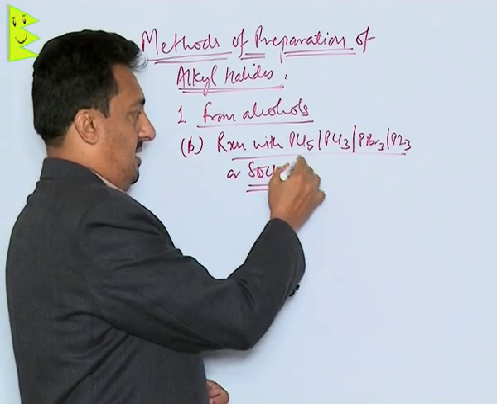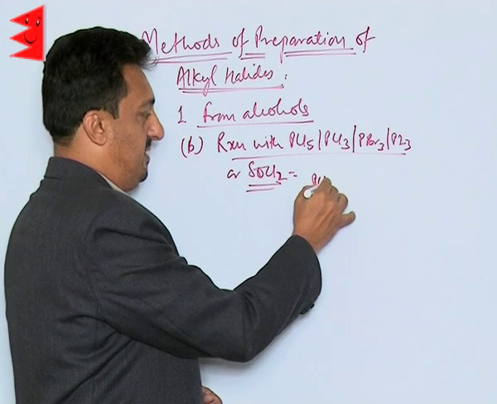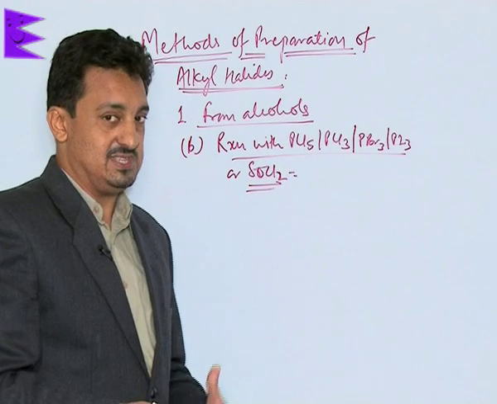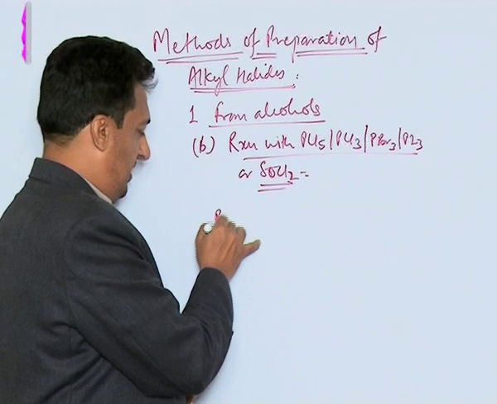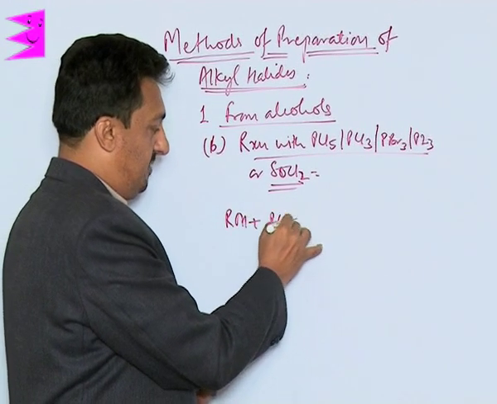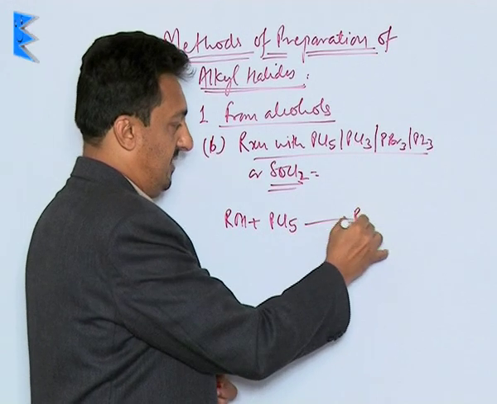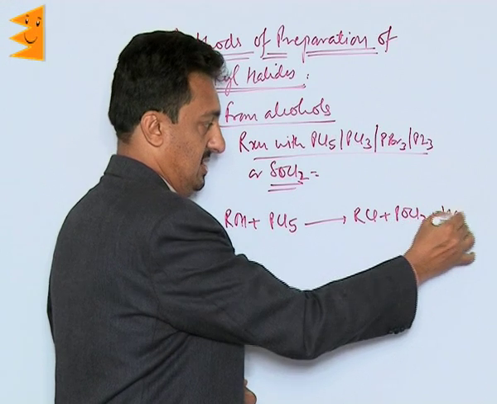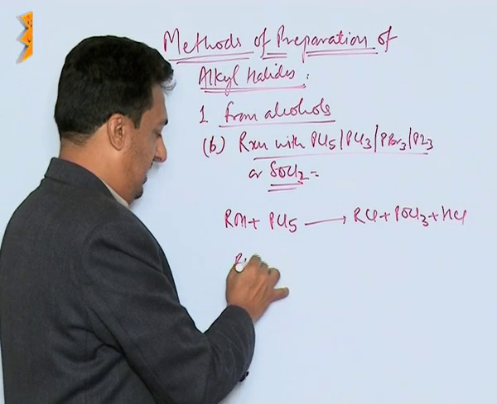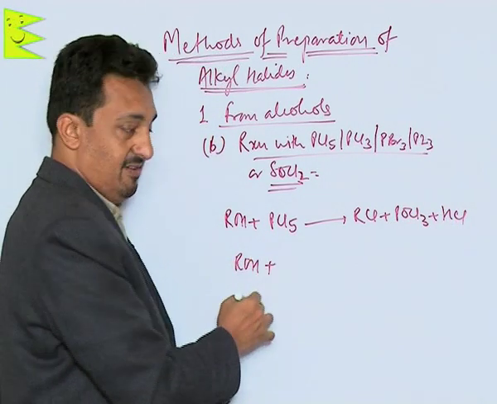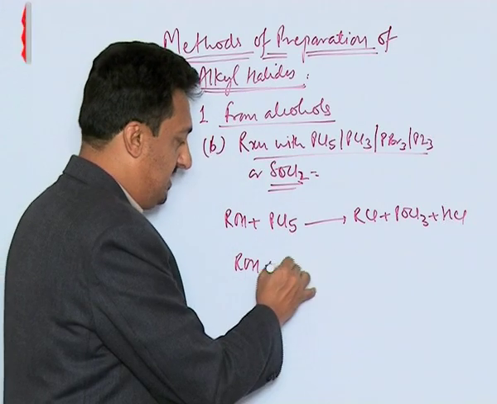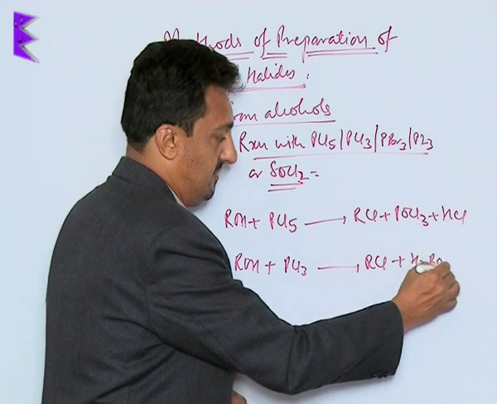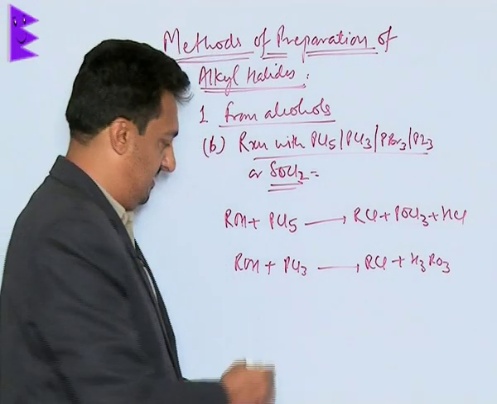See, all these, PCl5, PCl3 and SOCl2, are called chlorinating agents. They easily replace the OH group. So, if we have any alcohol and we react it with PCl5, we get the corresponding alkyl chloride along with phosphorus oxychloride and HCl. Whereas if we have any alcohol, whether it is primary, secondary or tertiary, PCl3 gives the alkyl chloride along with phosphorus acid.